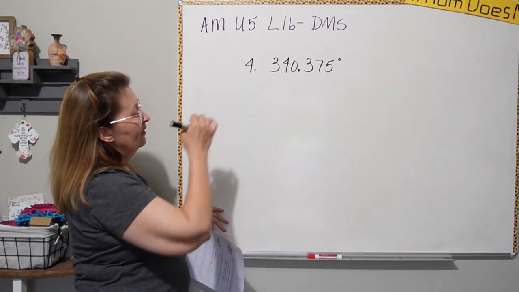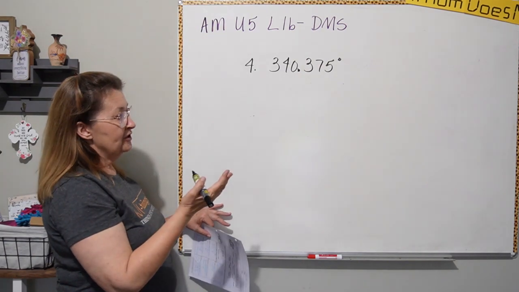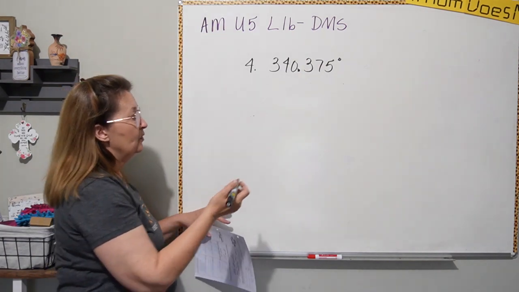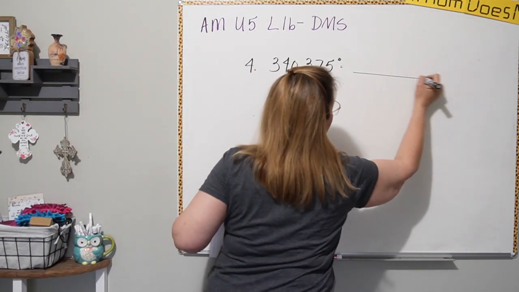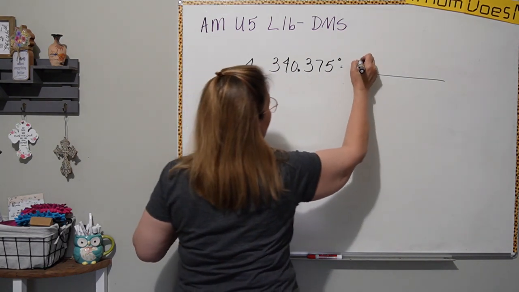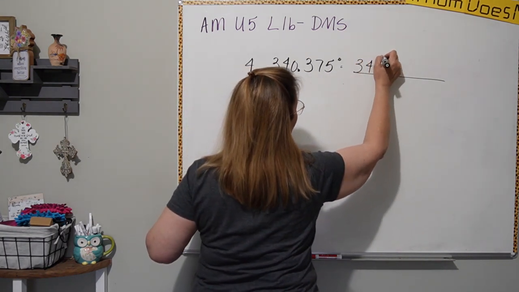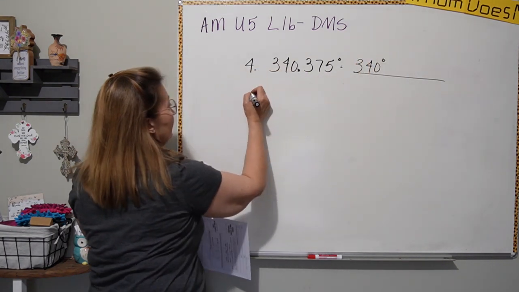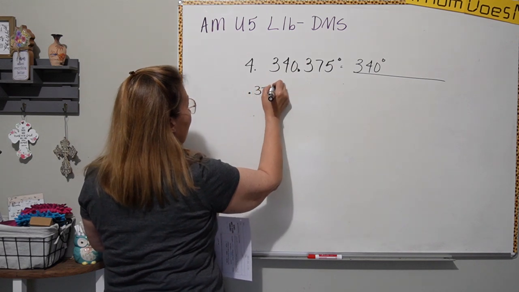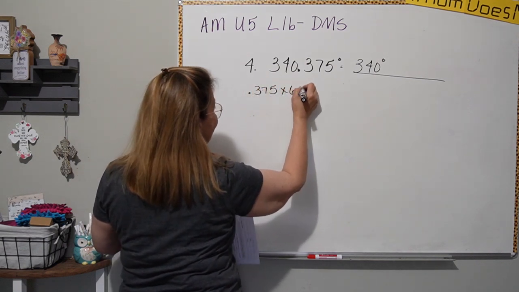For number 4, we have 340.375 degrees. So what we're going to do is first, let's take the whole number part. We're going to use 340 degrees. Now I'm going to take the decimal and I'm going to multiply that by 60.